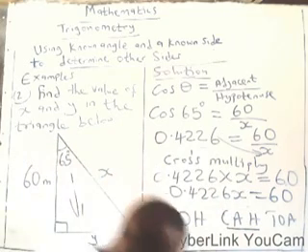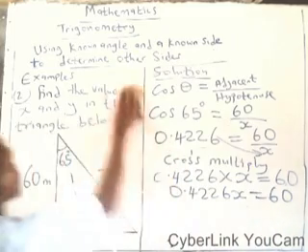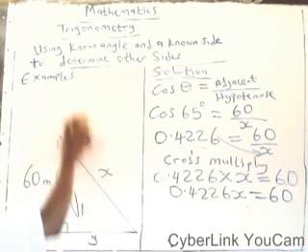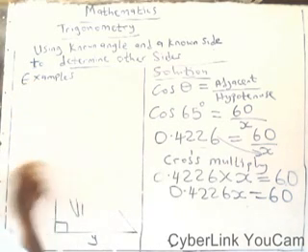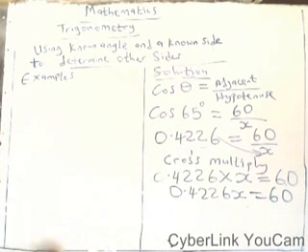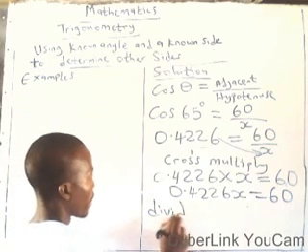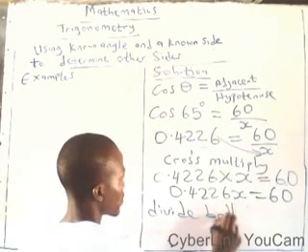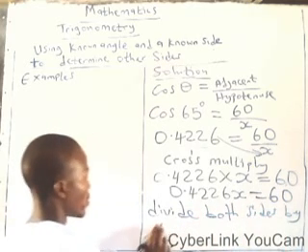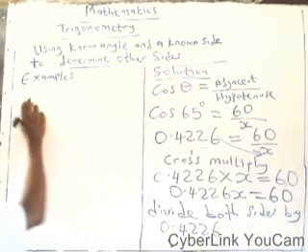At this point, we are going to divide both sides by the coefficient of x. And the coefficient of x in this case is what? That is 0.4226. Divide both sides by 0.4226.